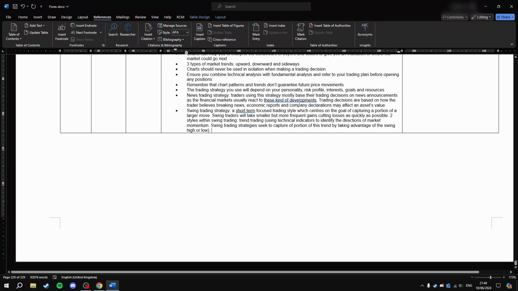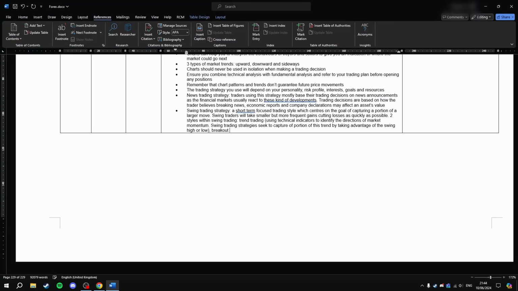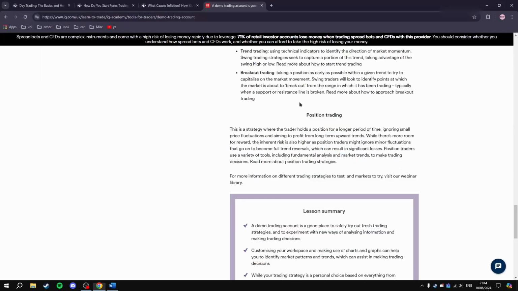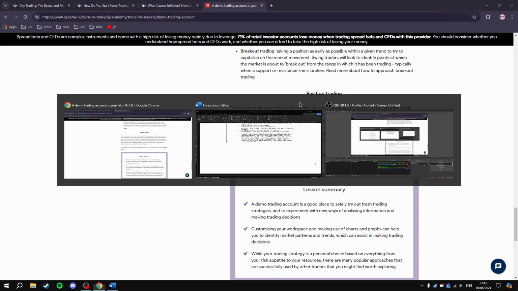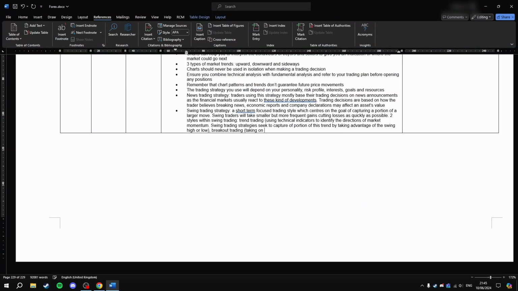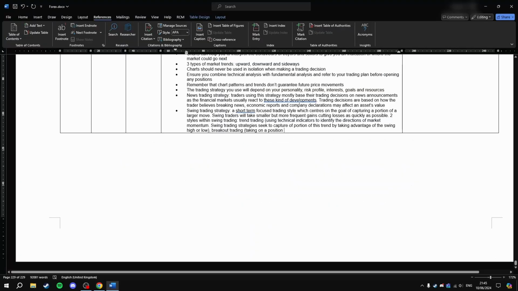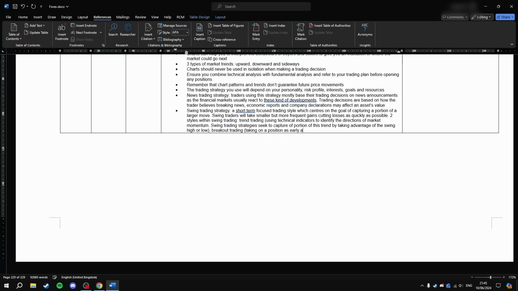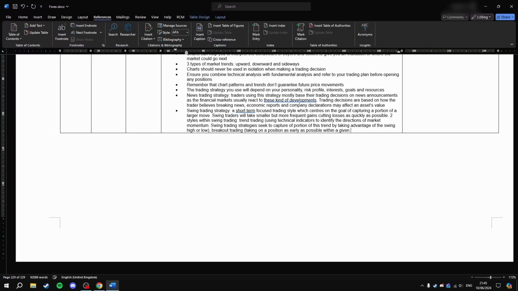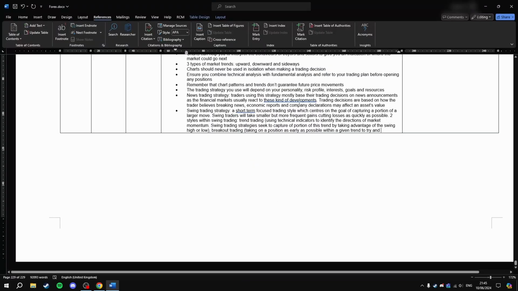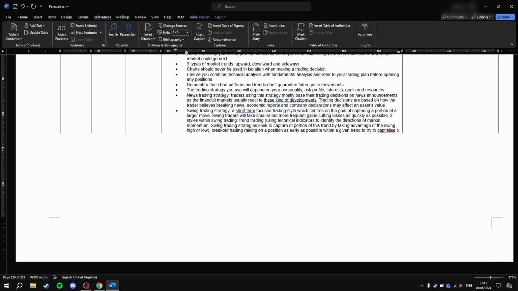And then we've got breakout trading. Taking a position as early as possible within a given trend to try to capitalize on the market movement.